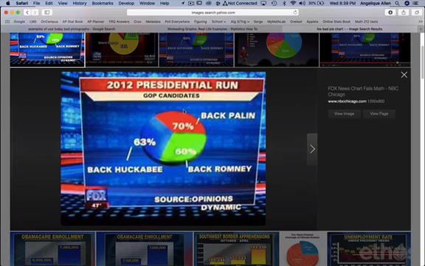So I've got some examples of some bad graphs, okay? Some of them are famous. This one happens to be famous. 2012 presidential run, this pie chart was very interesting. And I'm wondering if you've noticed right off what the problem with this chart is.